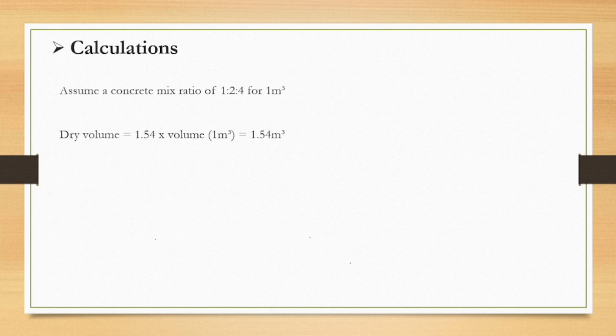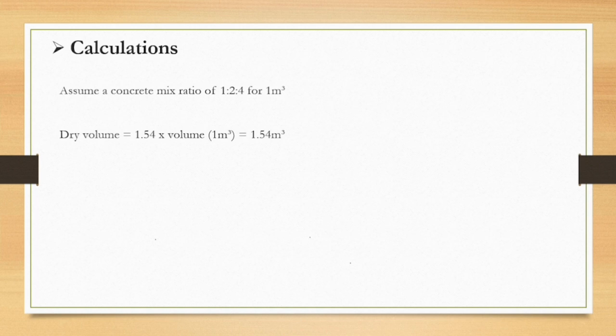What we do first, after getting the quantification, you multiply by 1.54. That 1.54 is a constant for you to get the dry volume of concrete, because you'll be requesting your material in dry volume, not in wet volume. So you just multiply 1.54 by the volume you need. It can be 1, it can be 10, it can be 100. Here I'm using 1 meter cube as an example. So if you multiply that, you are going to have 1.54.